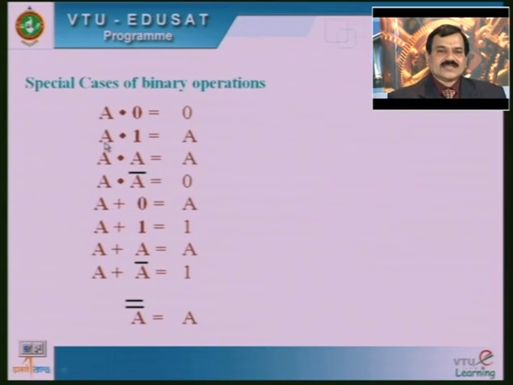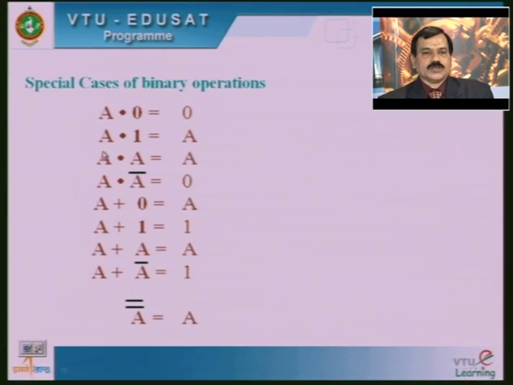Next, A dot 1 is equal to A. Here the value of A may be 0. When A is 0, 0 dot 1 is equal to 0; that A value is retained as the result. Similarly, if A becomes 1, then 1 dot 1 is equal to 1, which is again the value A we assigned. Therefore A dot 1 can be equated to A only.